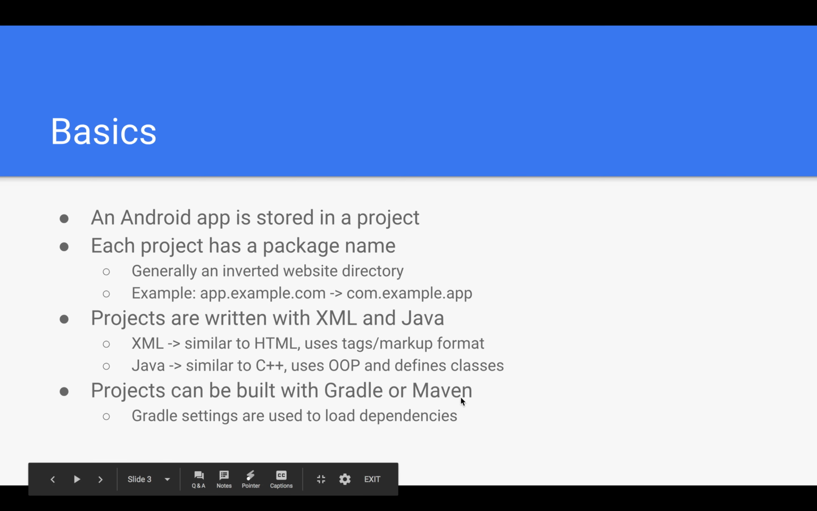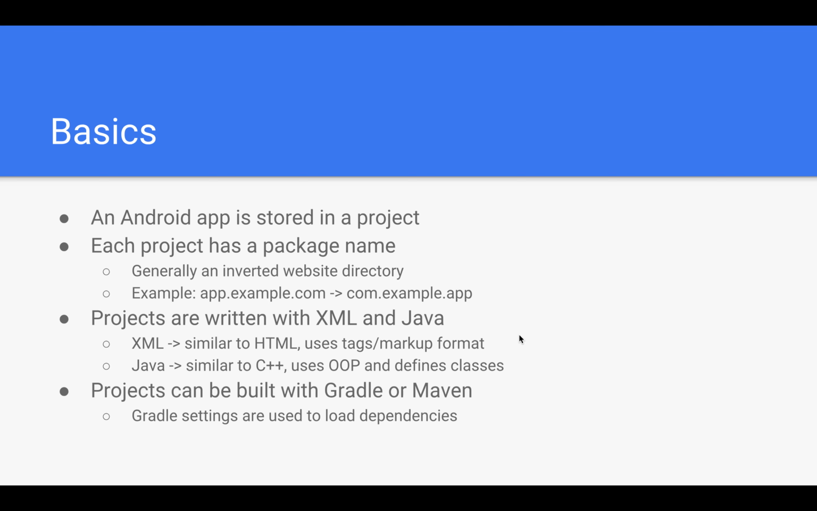Projects can be built with Gradle or Maven. These are basically build tools, and they aren't really important other than for loading dependencies, which are basically APIs or any sort of pre-written code that could be used in your project.